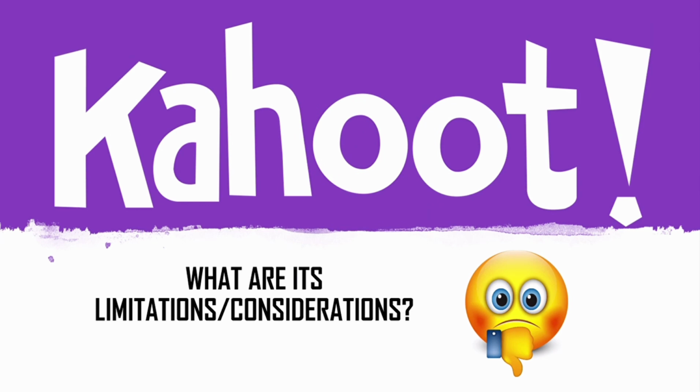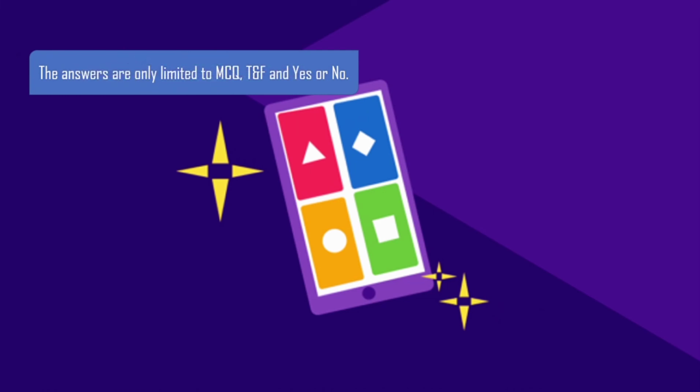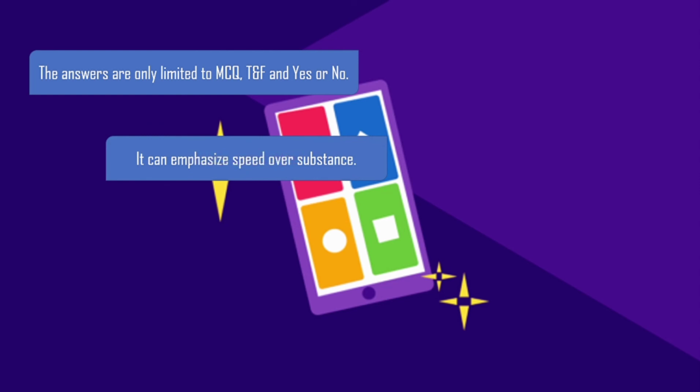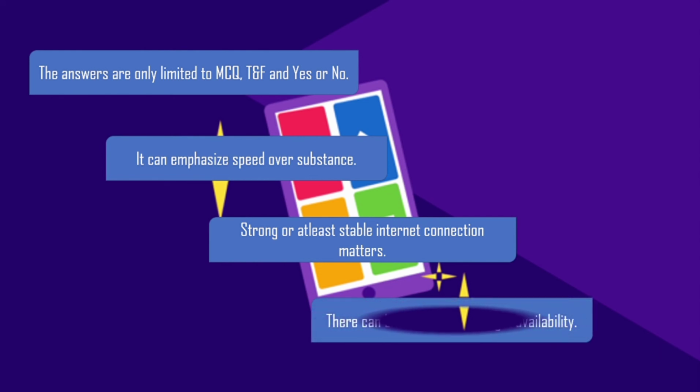However, we also have limitations and consideration upon using it. The answers can only be true or false, yes or no, or multiple choice. This can be a limitation. Since students receive more points for quicker answers, it can emphasize speed over substance. There should be also a strong or at least stable internet connection during the game, or they may not join the fun engagement. The availability of gadgets can also be an issue, since it utilizes either phone, tablet, laptop, or desktop computer.